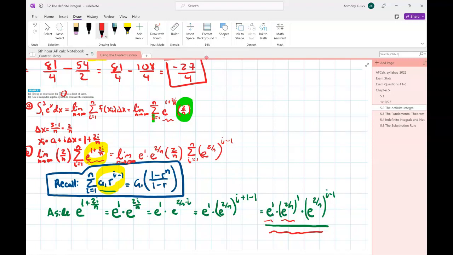Does that feel okay with what I did there? And now if I look, this matches the form that I need there. So I'm going to go ahead and plug into my formula. My a sub 1, in this case, is just going to be 1, right, because there's no coefficient in front of that, which is fine. So I'm not going to bother with writing that. And my r is e to the 2 over n.